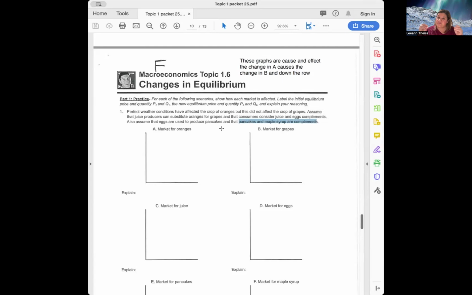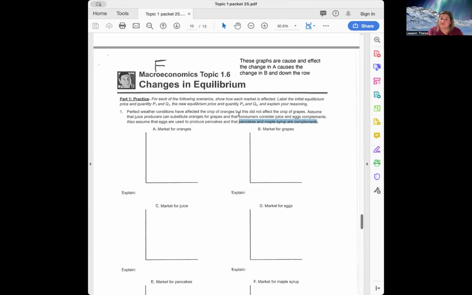So they've given you some criteria to keep in mind, and you're going to see one thing happen, it causes a shift. Then you need to look at that thing that happened and use it to decide what happens in the next scenario. So the original thing is what happens to the market for oranges. And they're going to say perfect weather conditions have affected the crop of oranges, but it did not affect grapes. So that means we have more oranges. So you're going to start off by shifting supply and see what happens to price and quantity. Based off of that new price for oranges, ask yourself what happens to the market for grapes.